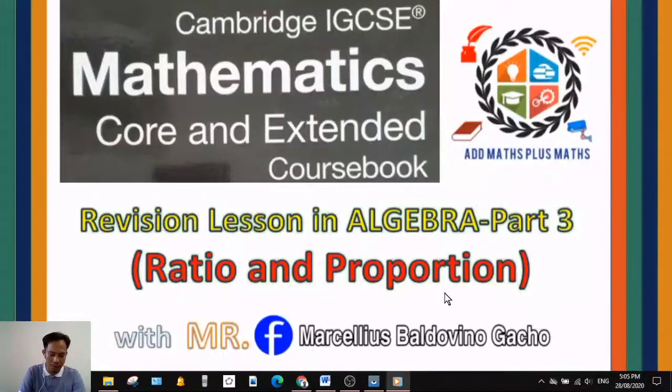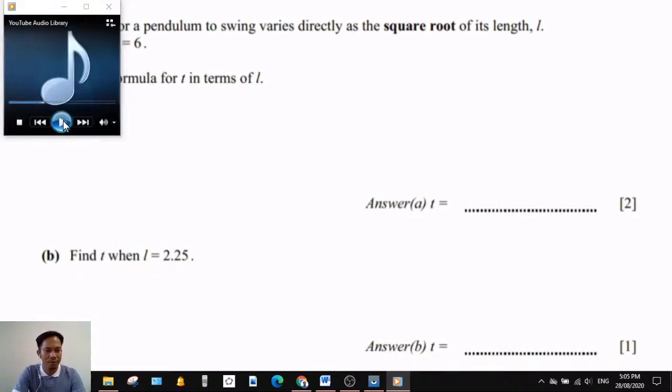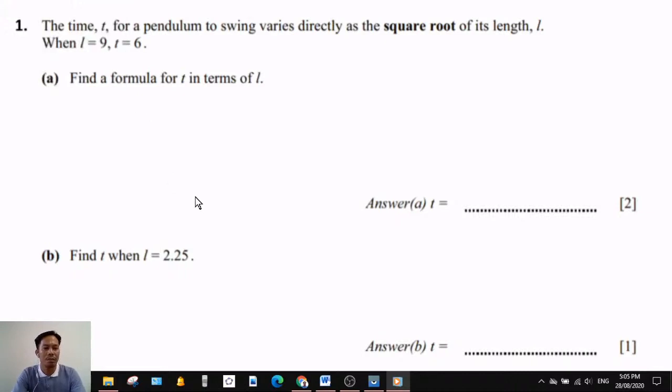So what is the first question all about? The first question about ratio and proportion is this. The time t for a pendulum to swing varies directly as the square root of its length. Sorry, I'll turn on the music. Okay, again, I repeat. Question number 1 says, the time, represented by the variable t, for a pendulum to swing varies directly as the square root of its length, L. When L is equal to 9, t is equal to 6. Find the formula for t in terms of L that satisfies the first statement.